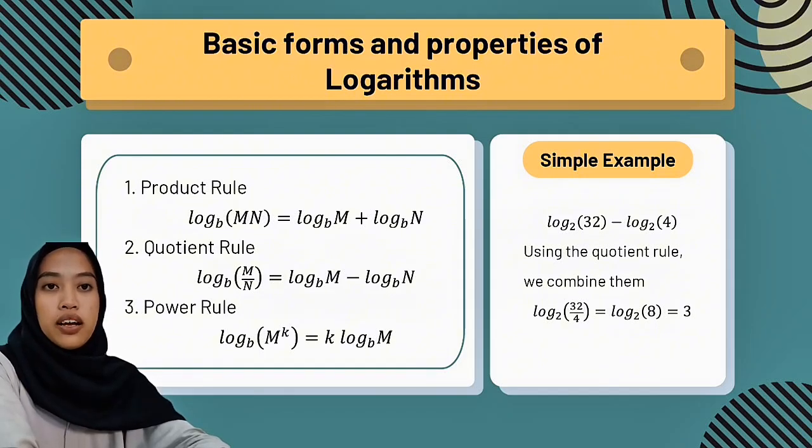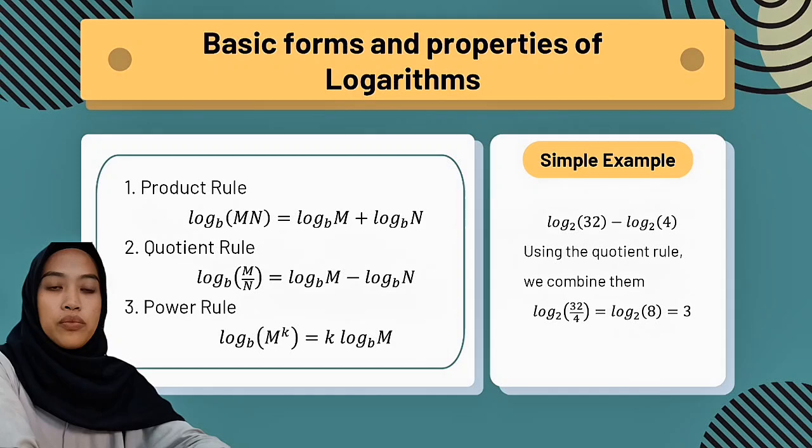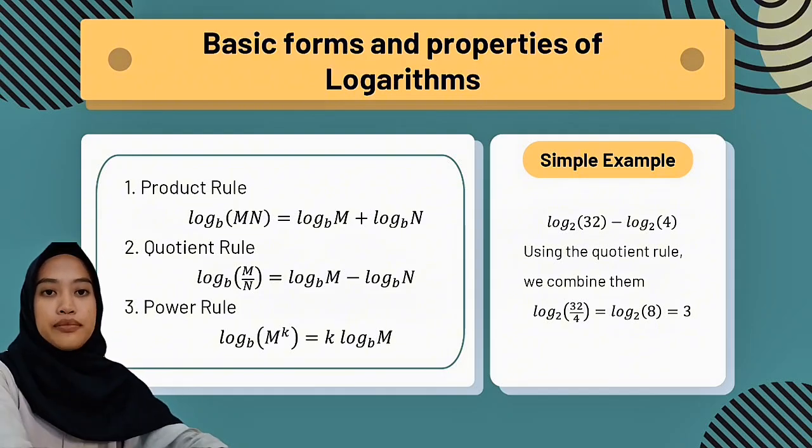This rule tells us that when we take the logarithm of a product, we can break it into a sum of two logarithms. Why does this happen? Because logarithms are exponents. When we multiply numbers with the same base in exponent form, we add the exponents, so the same idea applies here.